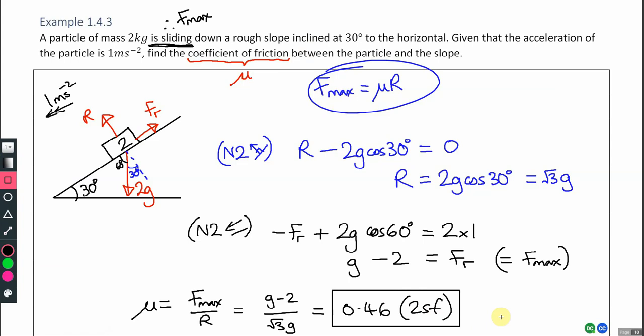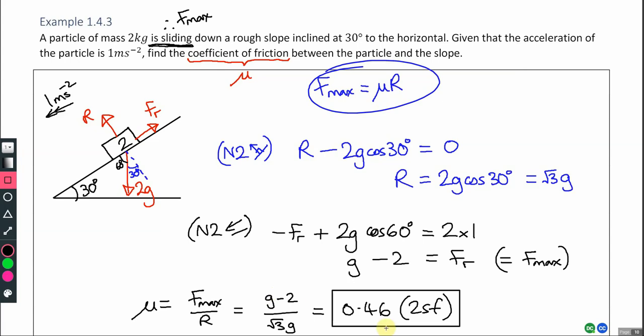If you gave the answer to 3 significant figures, you'd get the right mark. It would be 0.460 if you gave 3 significant figures. But because we've used g in the calculation, if you give more than 3 significant figures in the exam, you will lose the final accuracy mark.